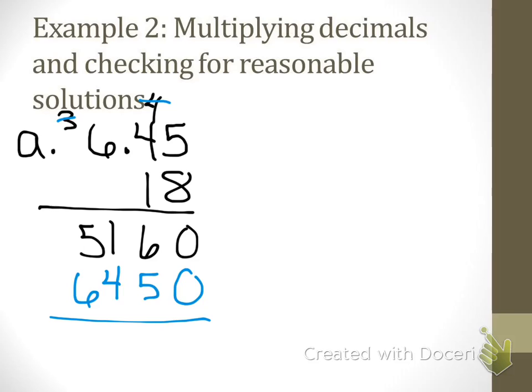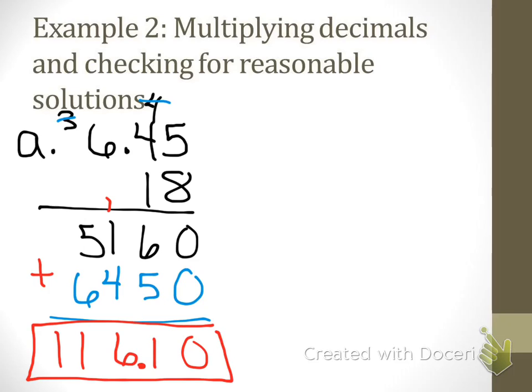Now we need to add them together to get our answer. Okay, and we get 11,610. Is that our answer? Okay, why? What did I forget? I forgot the decimals. How many decimals do I have in my original numbers I'm multiplying? Say? I have 2, so I need to go over 2 decimal places. And that is my answer.